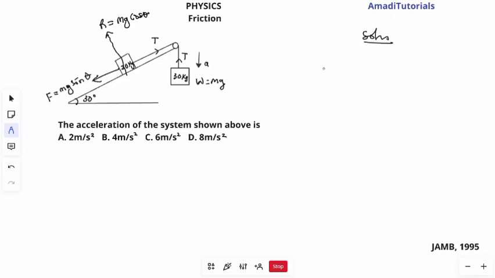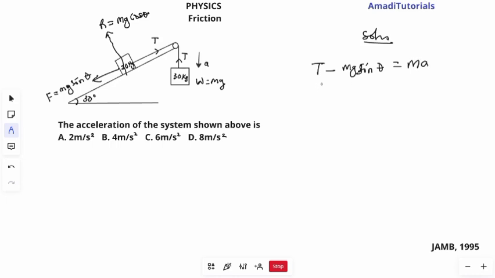Okay, so let's proceed. Since this system is assumed to move towards the second mass of 30 kg, what it now means is that the tension T here is greater than the frictional force trying to hold this 20 kg mass. So in that case, that would be T minus the frictional force, which is mg sine theta, equals what? The resultant force, which is ma.